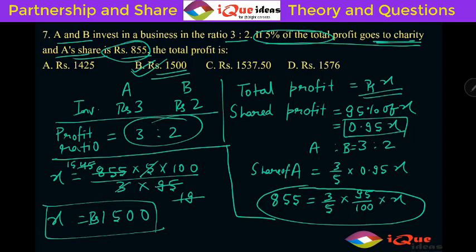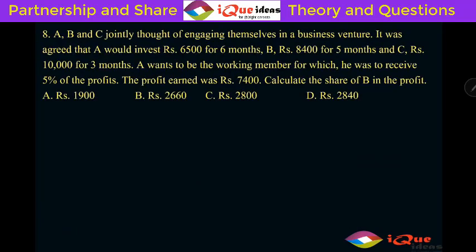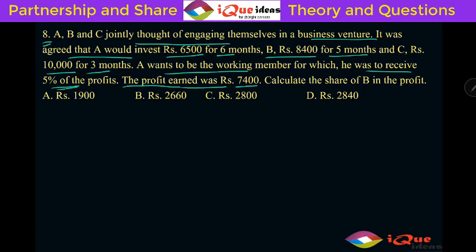Okay. Now let's take up the next question. Now this is another tricky question. It says A, B, C jointly thought of engaging themselves in a business venture. It was agreed that A would invest rupees 6,500 for 6 months, B rupees 8,400 for 5 months, and C 10,000 for 3 months. A wants to be the working member, for which he was to receive 5% of the profits. The total profit earned was 7,400. Calculate the share of B in the profit.